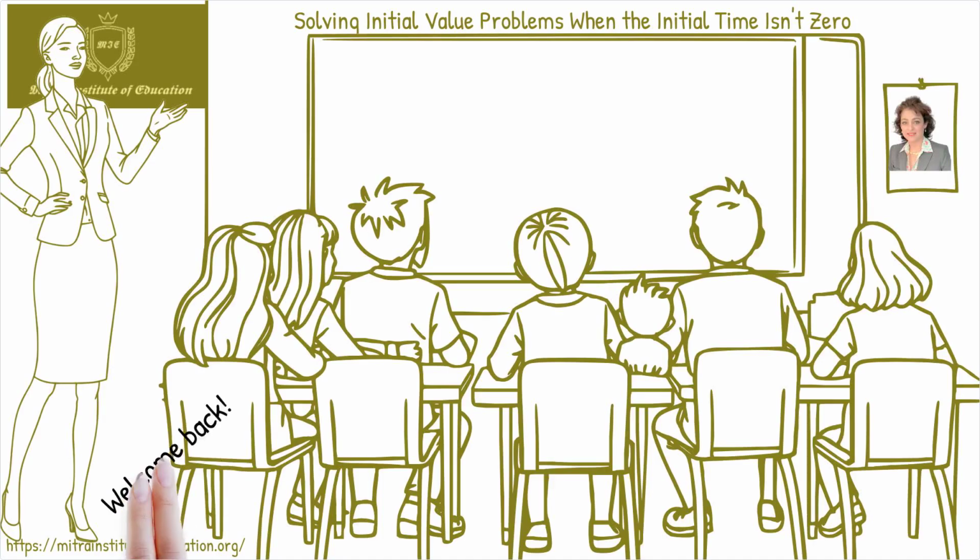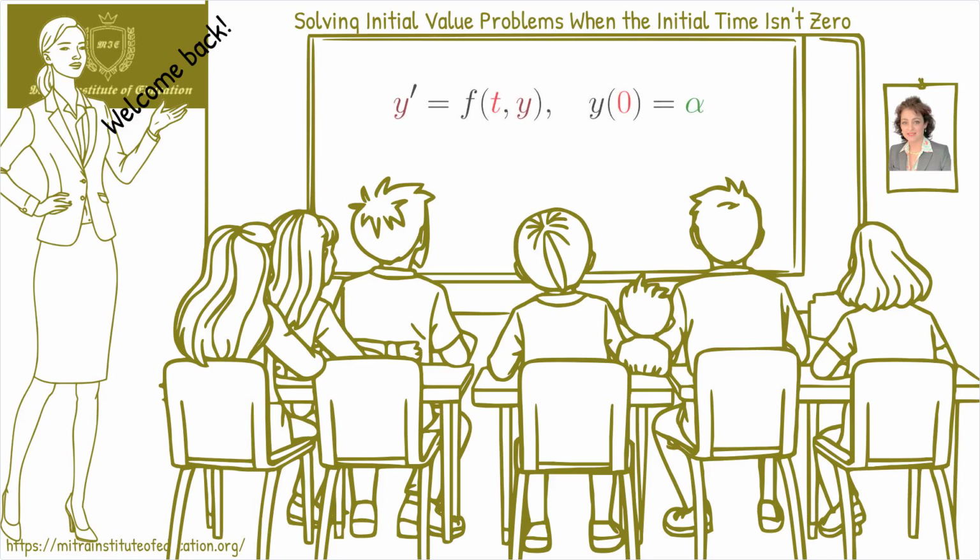Welcome back. In our previous video, we tackled an initial value problem, or IVP, where the starting condition was given at t equals 0. But what if the initial condition is specified at a different time, like t equals a? Don't worry, it's simpler than you might think. Today, we'll break it down step by step.